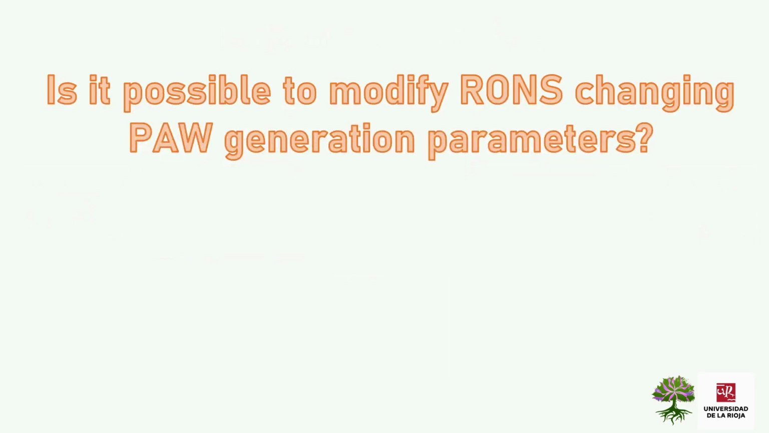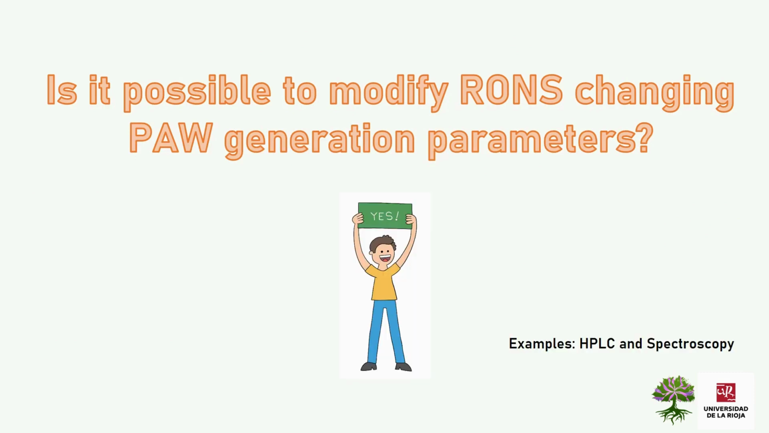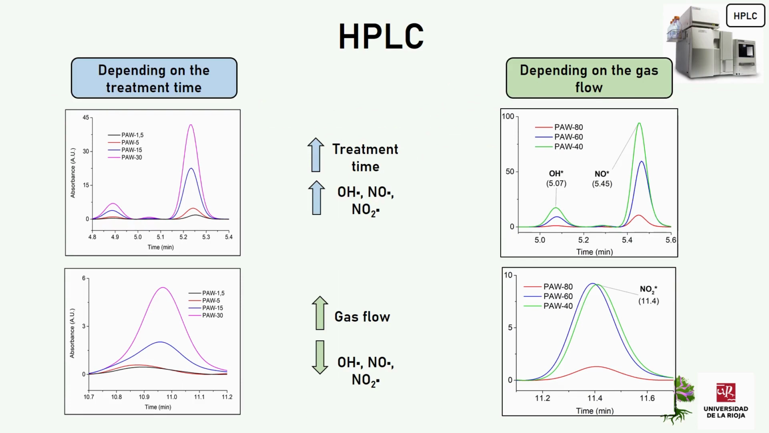But is it possible to modify reactive species by changing parameters during the generation? In the next slides, we will change the generation time and the gas flow, and we will see how species are different after chromatography and spectroscopy. Let's start with chromatography.